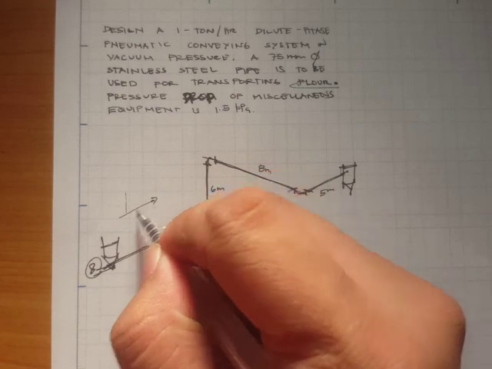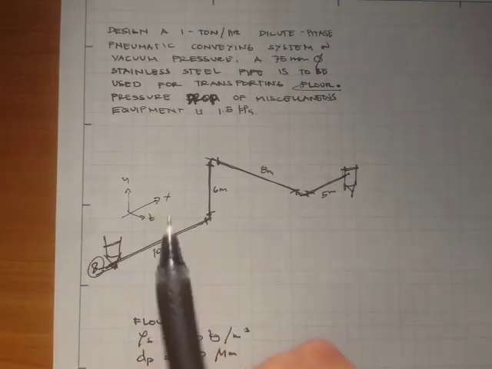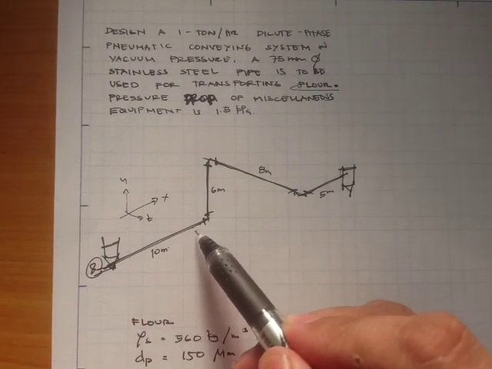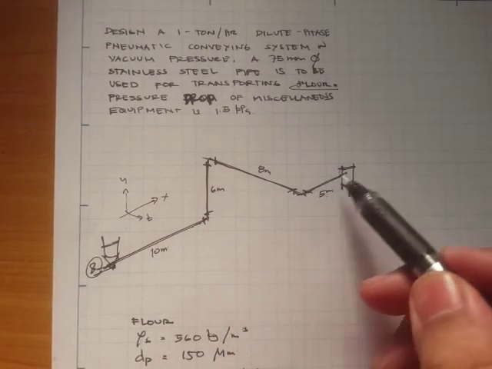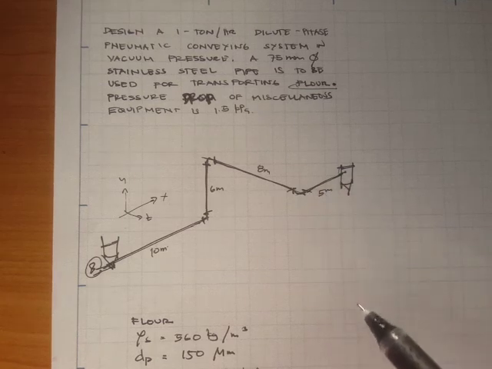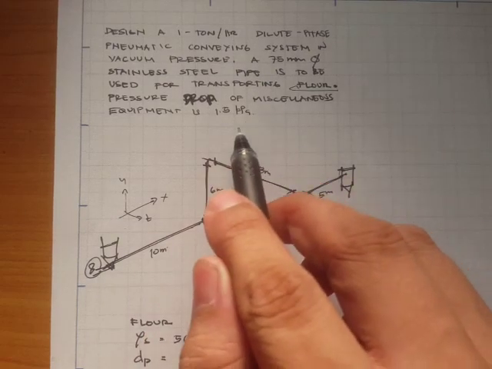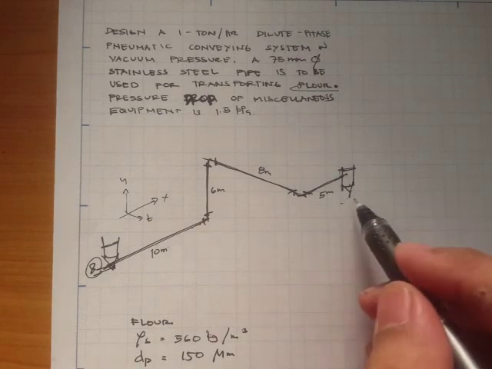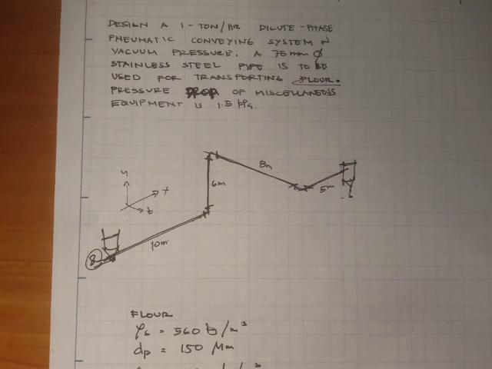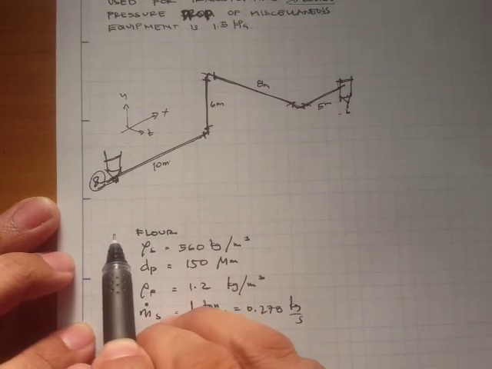Okay, so this is our layout. This is drawn in 3D, so X, Y, and Z. We have a 10 meter long pipe along the X, and then along the Y we have 6 meters, and along the Z axis we have 8, and then along the X again we have 5 meters. Since we have a negative pressure, the blower should be on this side, of course. Just forgive me for now.